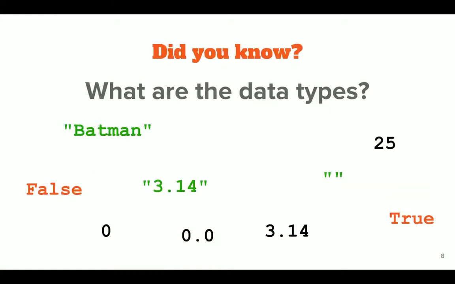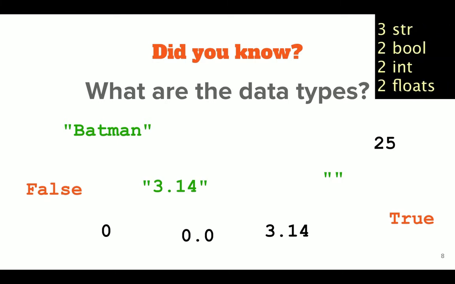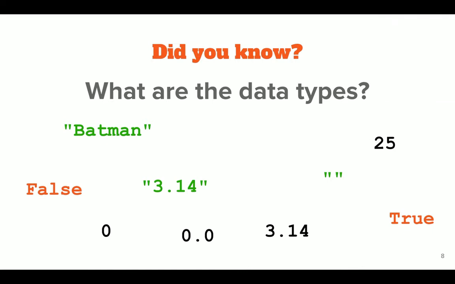Let's have a quick quiz. Can you identify what these data types are? Let me give you a hint. There are three strings, two boolean values, two integers, and two floats here. If you guys have any doubts, you may post it in the comment section, which we can discuss later.